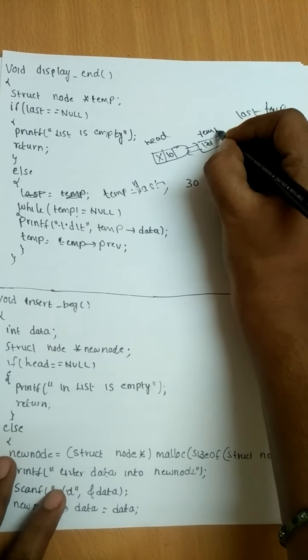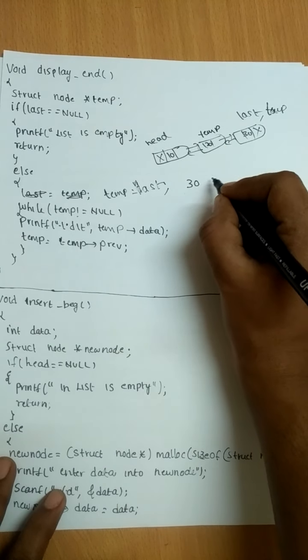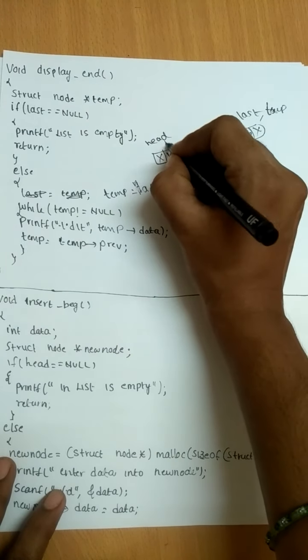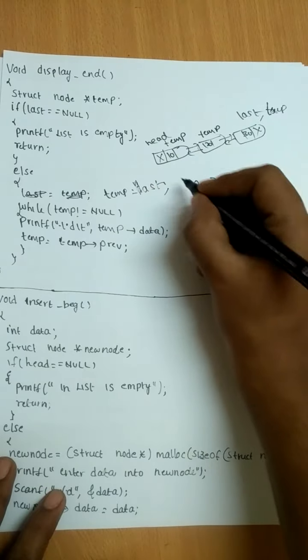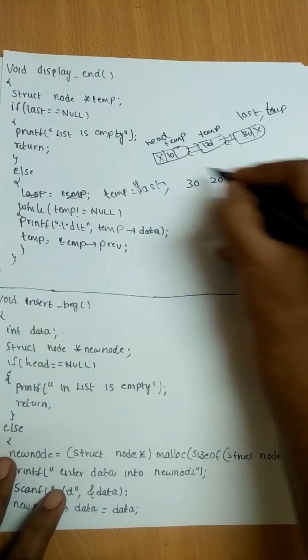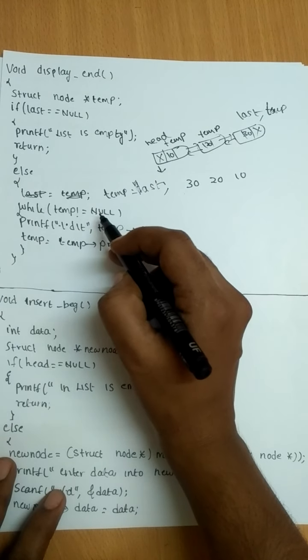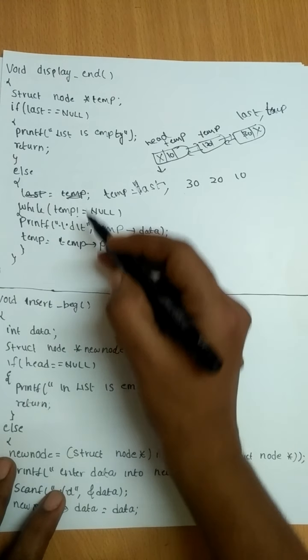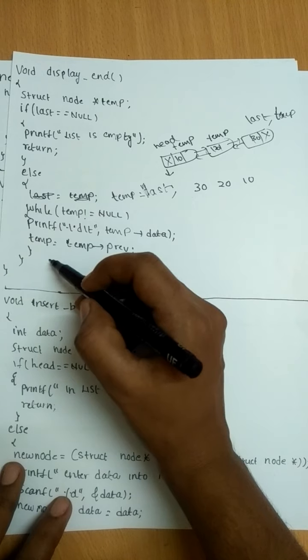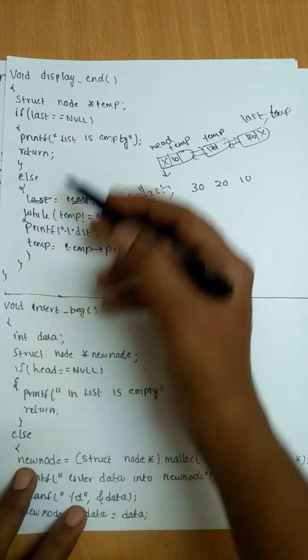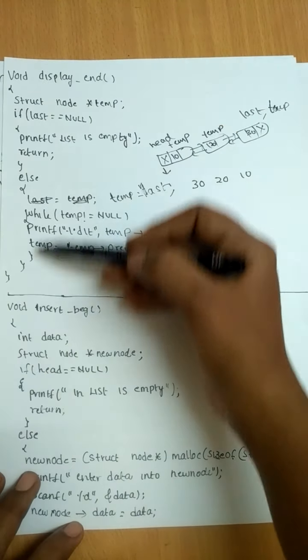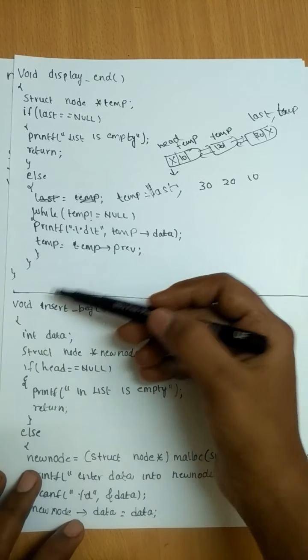Temp moves here and again checks temp not equal to null. So it prints temp data and moves temp to temp previous, and prints the data 10 and moves temp to temp previous, which contains null, and this while loop fails and it stops the execution of the while loop. It comes out of the loop. At last, function closing is there.